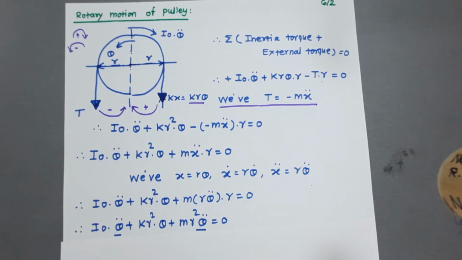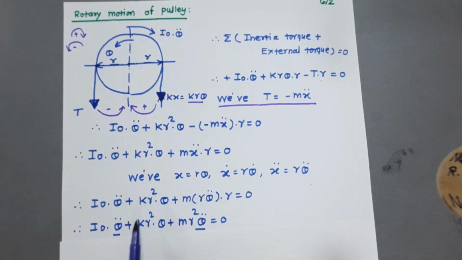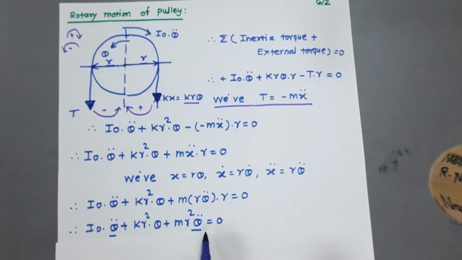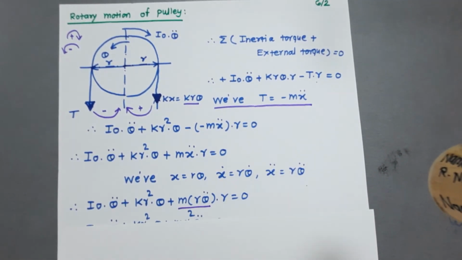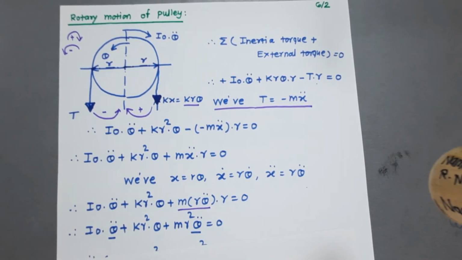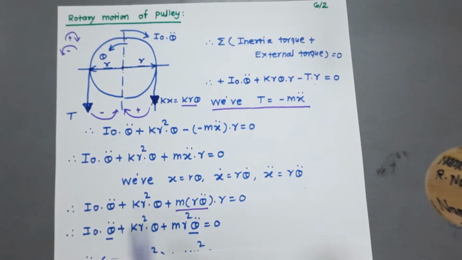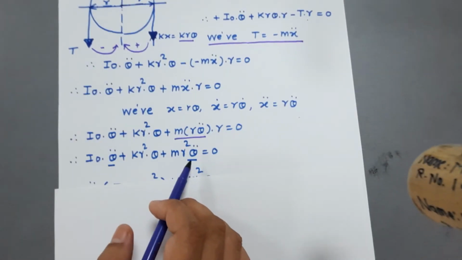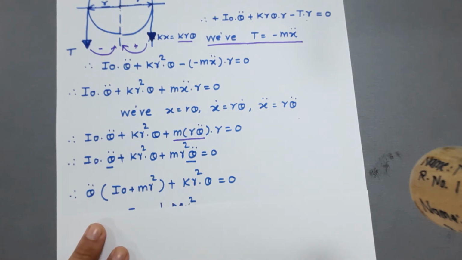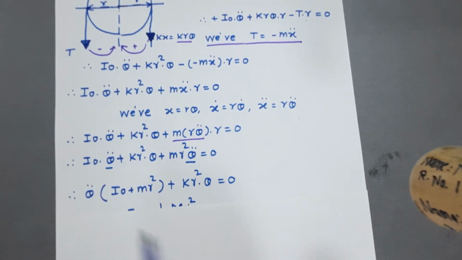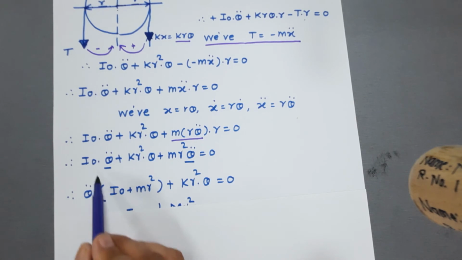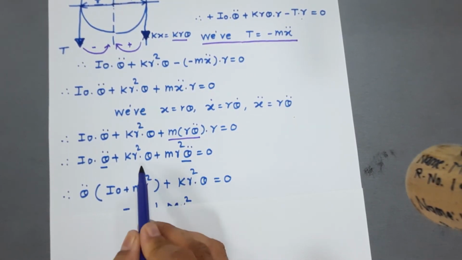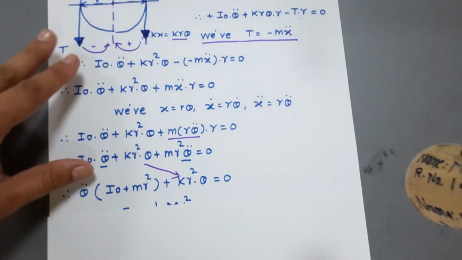Now we have I0 theta double dot, Kr square theta, mr square theta double dot. By solving this bracket, we have this equation. In this step you observe theta double dot is common in these terms. So I have taken theta double dot common: in the bracket remains only I0 and from this portion mr square, bracket complete, plus kr square theta as it is.